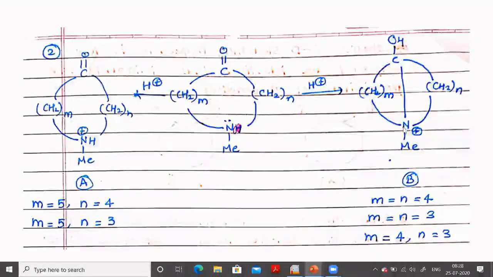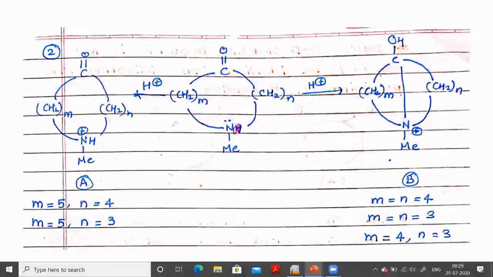Now, if you see this kind of compound, we call this a bicyclo compound. On this side, there is one ring. On this side, there is another ring. And this is the intermediate, or the common atoms between these two rings. So we can say these are bicyclo compounds.